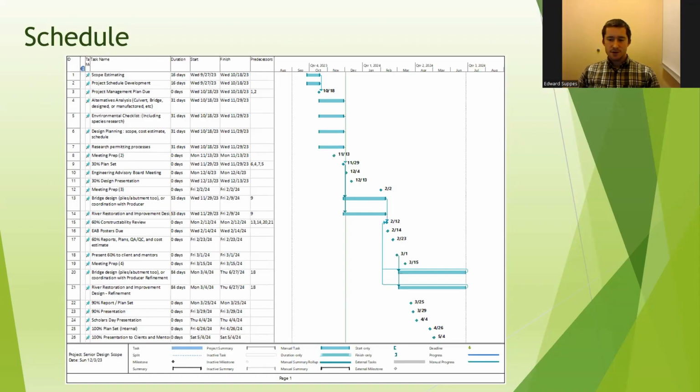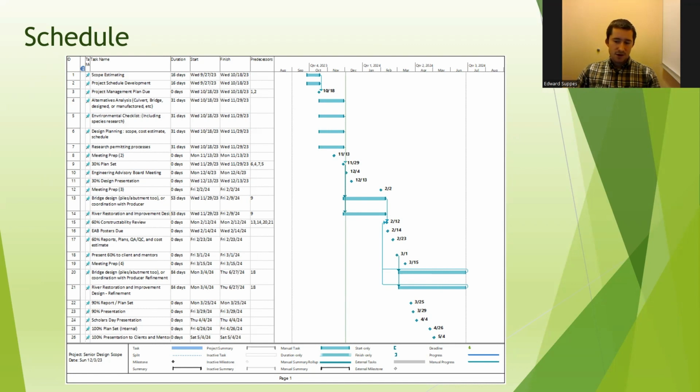This is our schedule that was arranged at the beginning of the year. So far, we've kept it on track fairly well. The only item that is behind schedule are the preliminary drawings to be submitted with the 30% submittals. Though luckily, it was an internal deadline, and we still have time to get it completed before it's due.